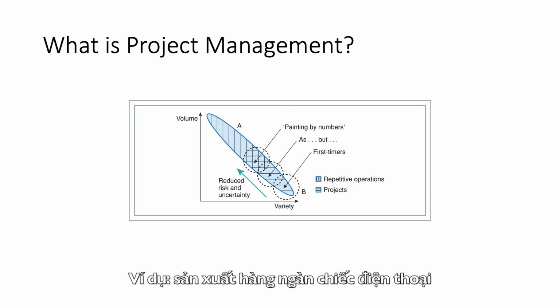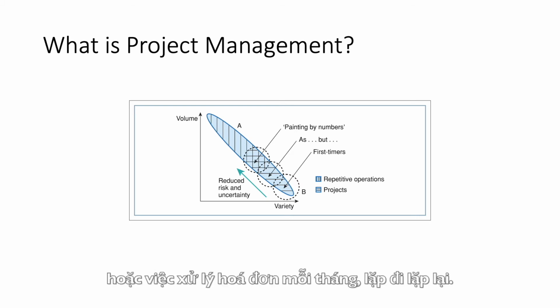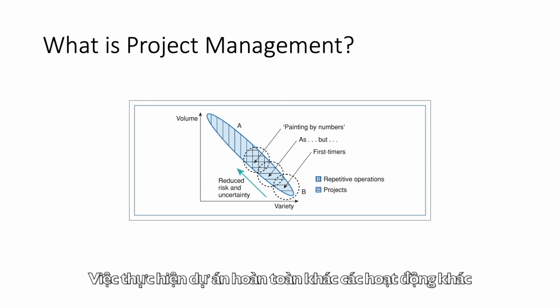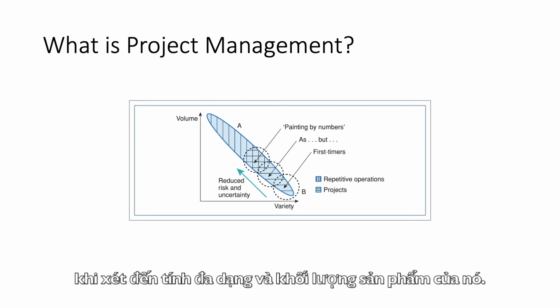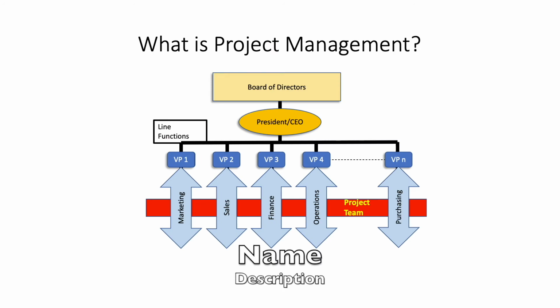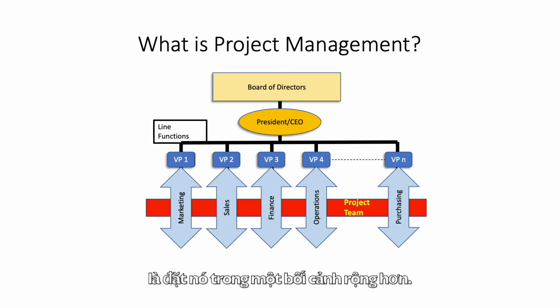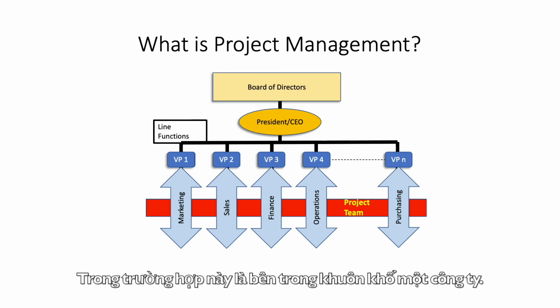This is like producing thousands and hundreds of thousands of cell phones, for example, or processing billing and receiving accounting activity over and over again each month. So it's quite different from all other types of operations when we think about the variety and the volume attributes of a project. The last way we will define project management is by examining how project management fits into a larger context. In this case, inside the framework of a standard company.